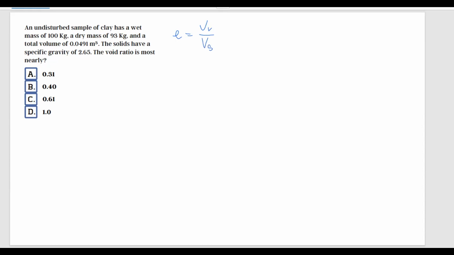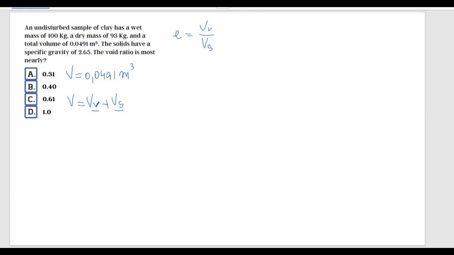In the problem, we are given the total volume. Let's write it: total volume equals 0.0491 meters cubed. And what we know about the total volume is that it equals the volume of voids plus volume of solids. So when we find one of these two, we're going to be able to come back to this formula and find the other one. All right, so far so good here.